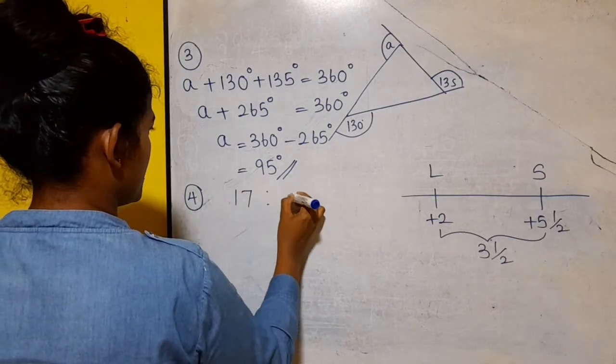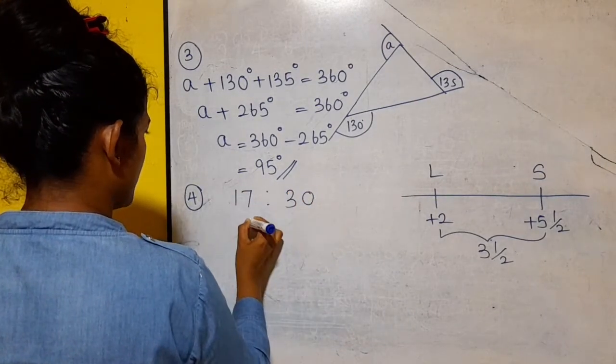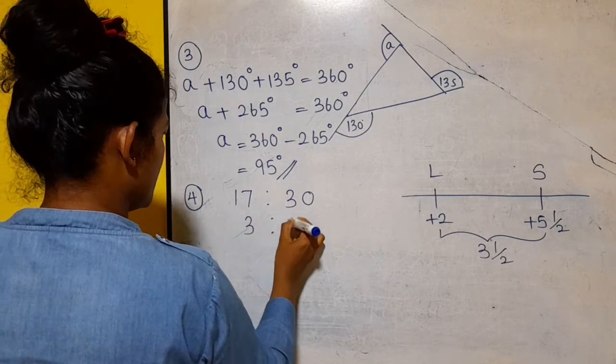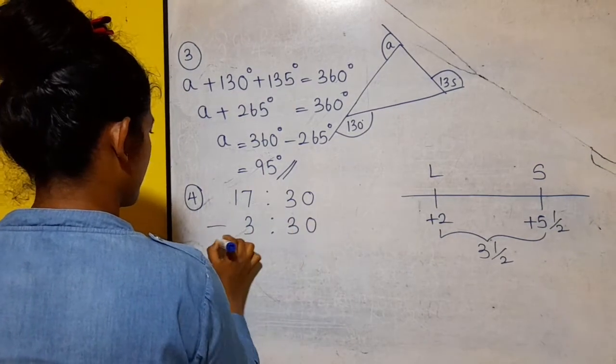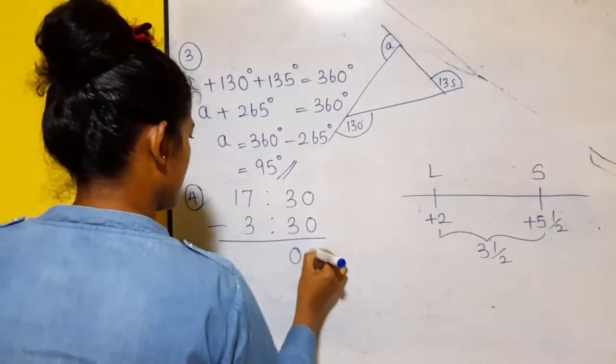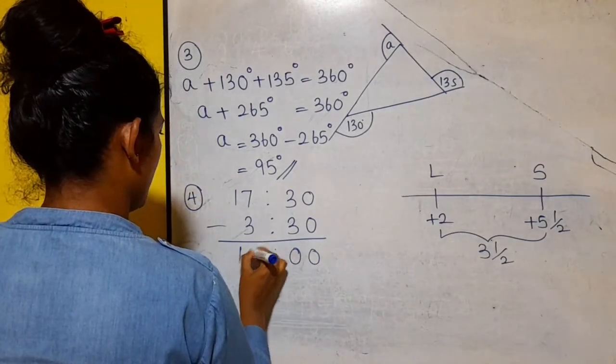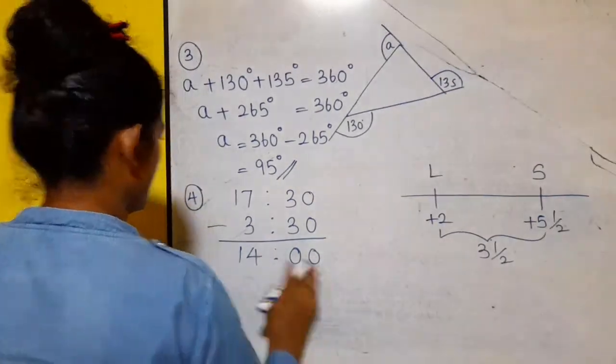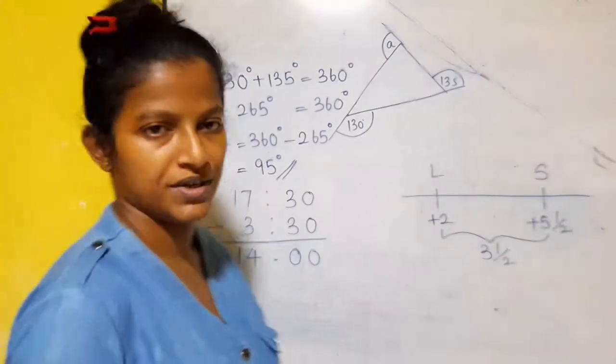17 hours 30 minutes. You have to subtract 3 hours 30 minutes. Then here the answer will be 14 hours. This is the time in Lebanon now.